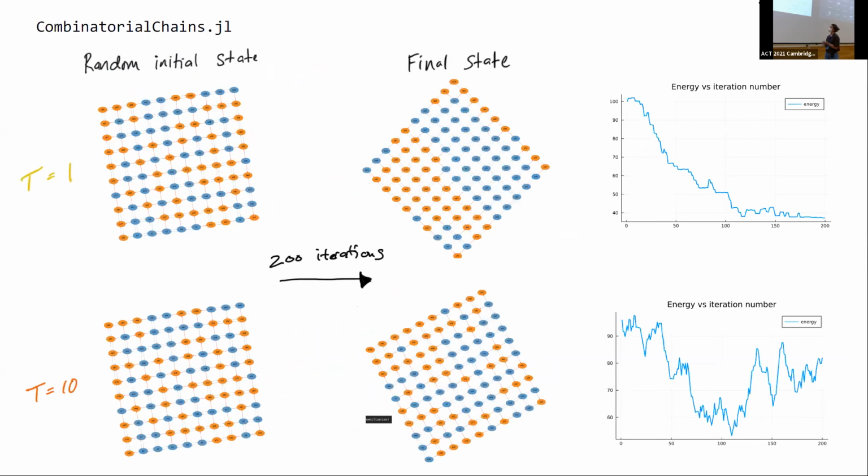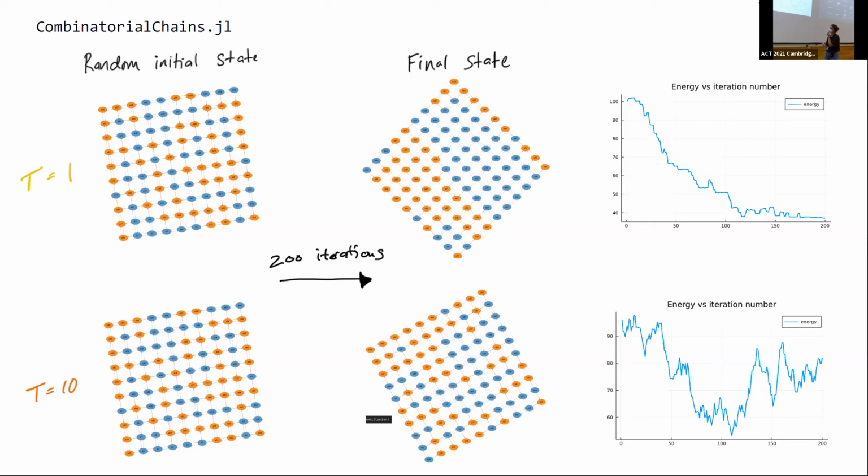So we have this code, which is now, I think, under the AlgebraicJulia name, and it's called combinatorial chains. So what it does is you specify temperature. At the top, we specified T equals 1. You start with some random initial state, and then in the final state, depending on the temperature, you might get spins that are more or less aligned.